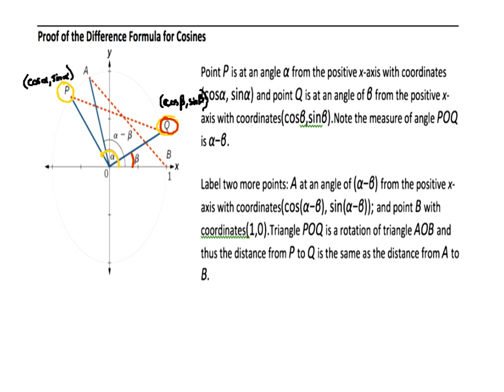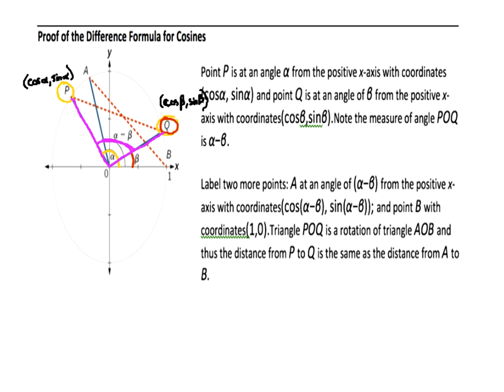Note that the measure of angle POQ, right here, is, okay, so we're talking about this measurement right here. If I took the full angle alpha all the way to P, and I subtracted angle beta, I'd end up with that pink alpha minus beta, the POQ angle right there.